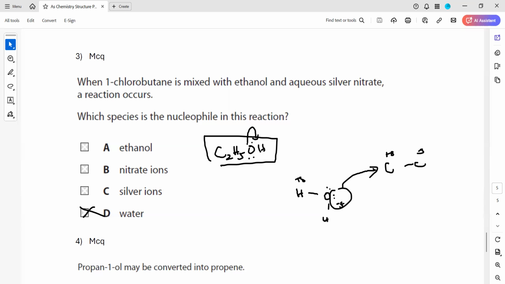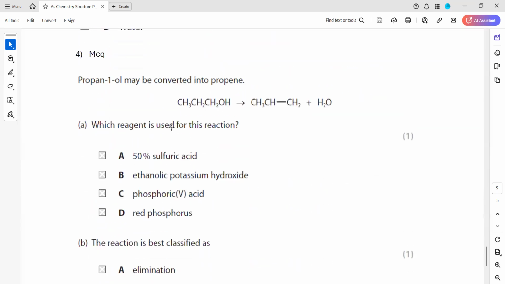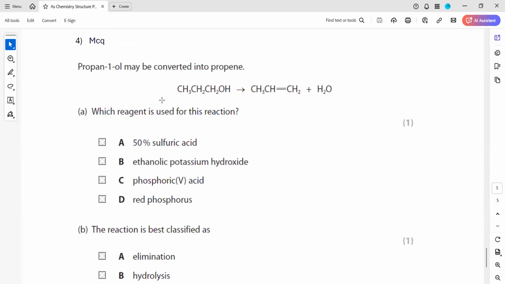For these reactions, you have to learn the conditions. The next is propan-1-ol. Propan-1-ol may be converted into propene. Which reagent is used for this reaction? This is the elimination reaction. As you can see, an alcohol is converted into alkene and water.